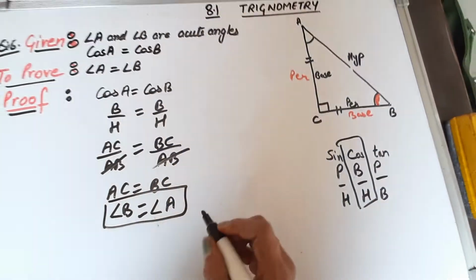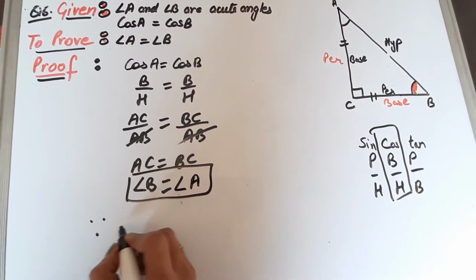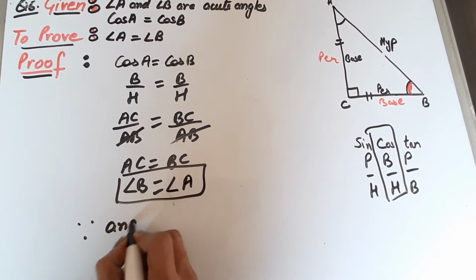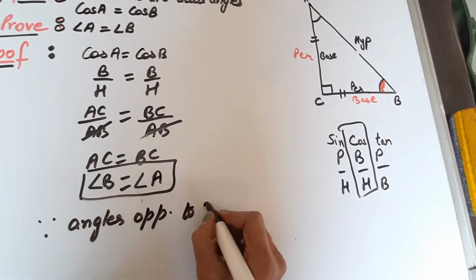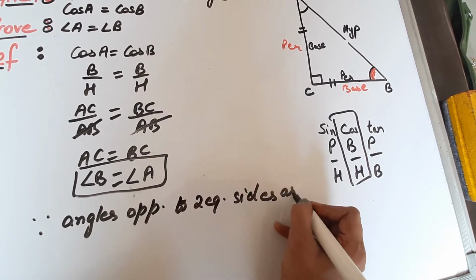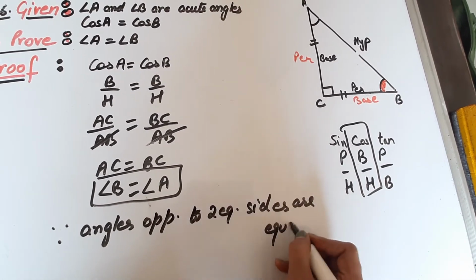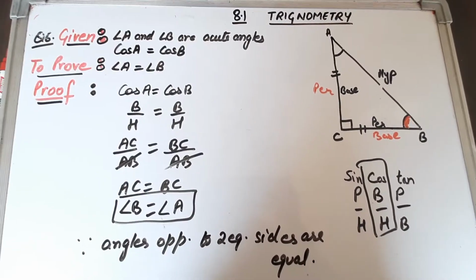But we must mention the reason. What is the reason? Because angles opposite to equal sides are equal. So this is the reason. Okay. So I hope the question is clear to you. Now let us see what is question number 7.